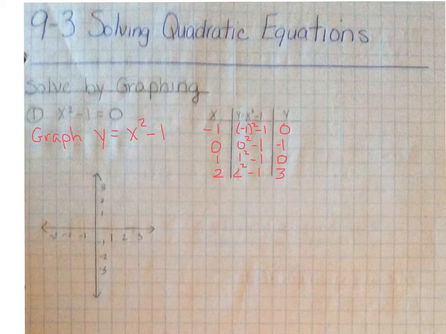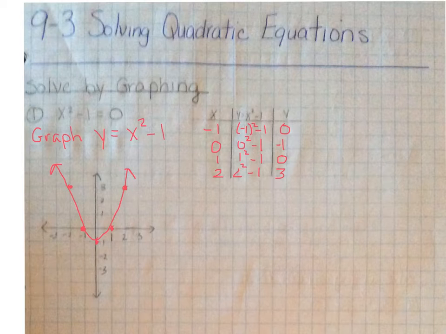So we're going to plot our points. -1, 0, 0, -1, 1, 0, and 2, 3. I'm just going to reflect the point 2, 3 to the other side of the y-axis and have -2, 3. Now I have my parabola. And the only part that is new is finding the solution.